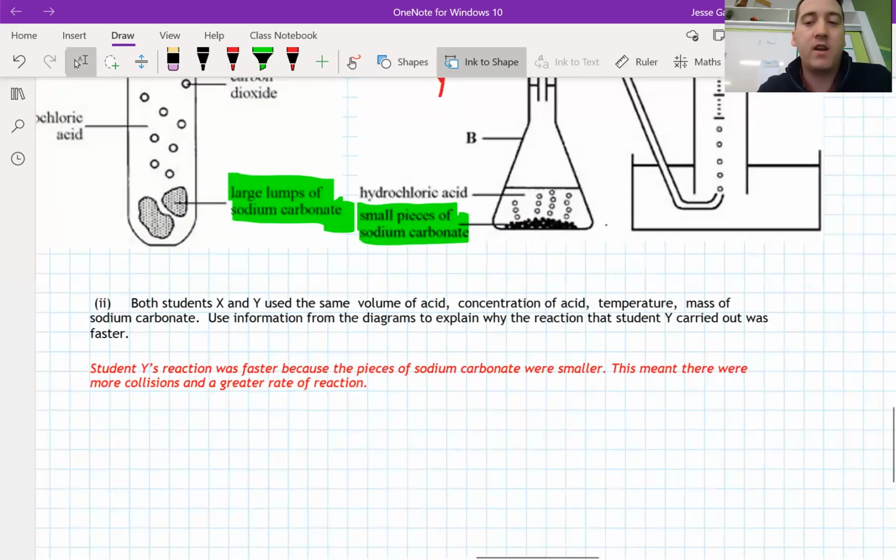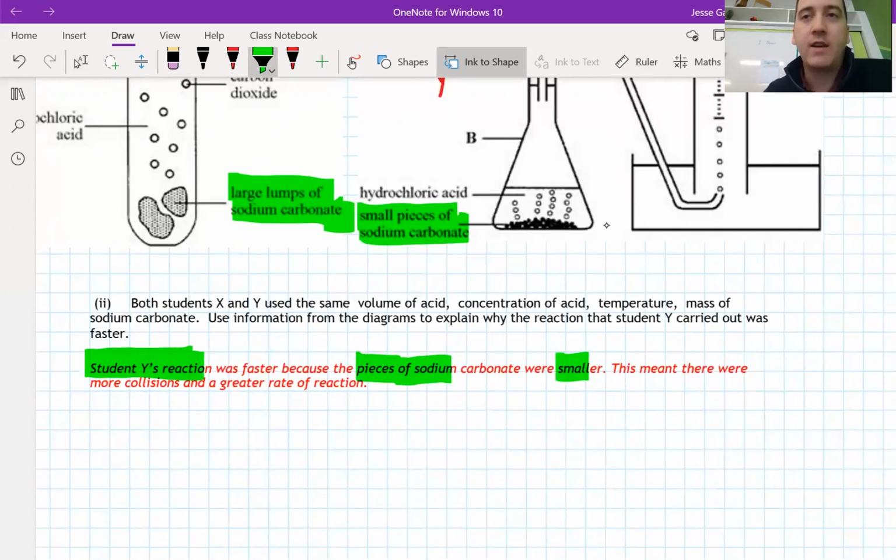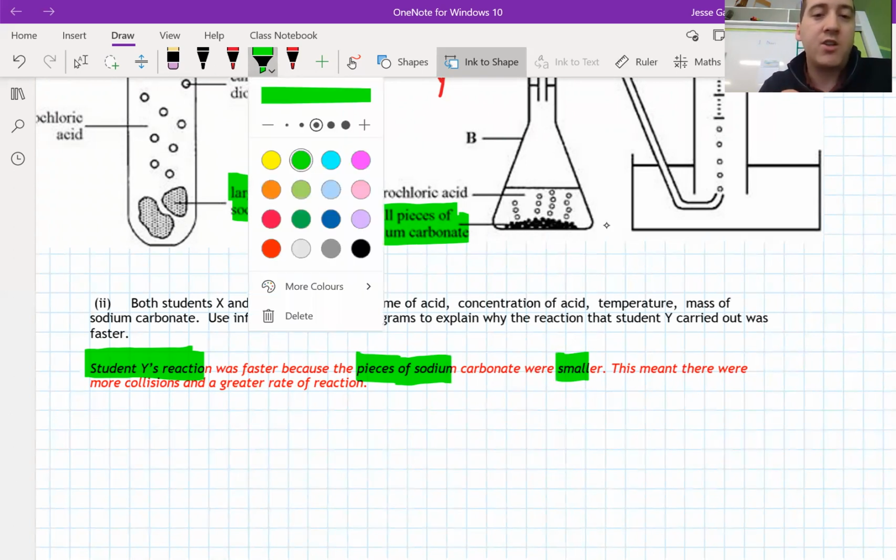Let's read the answer. Have a read of the answer that this student wrote. Read it in red. This answer correctly references the most important ideas. It says that the reaction was faster, so that's good. Student Y's reaction was faster, so they're clarifying that. And because the pieces of sodium carbonate were smaller, I like what they've done there. They've said that the particles are smaller. Now, they've said this meant that there were more collisions and a greater rate of reaction.